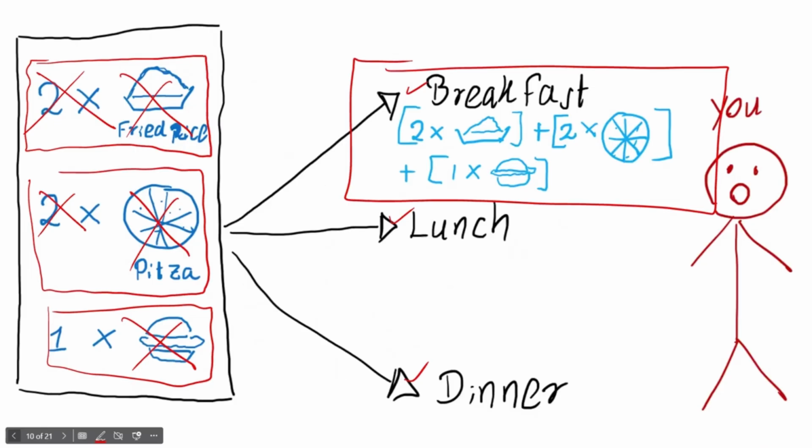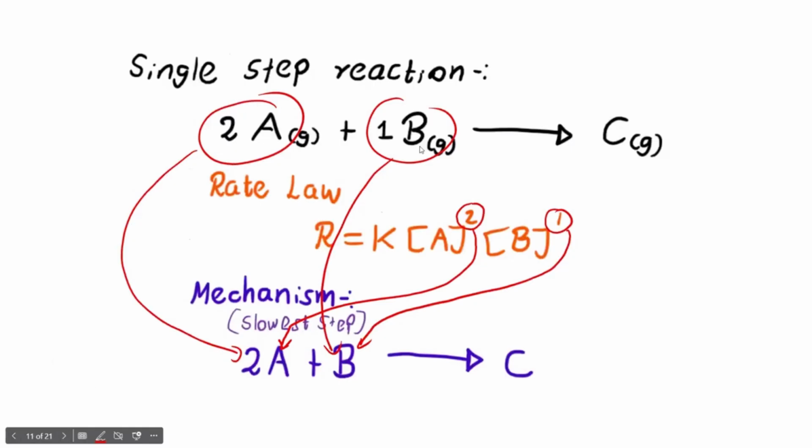Just like you ate your whole food within breakfast. If you eat all your food at breakfast, there won't be any other meals, right? There won't be lunch, there won't be dinner, because you don't have food. Same thing, if a reaction has a certain number of particles, and all of them are used up in the slower step, how do I know they have been used up in the slower step? Because the orders tell us how many particles are used up in the slower step. If all of them are used up in the slower step, then there can't be any other steps. That's why we call them single step reactions.